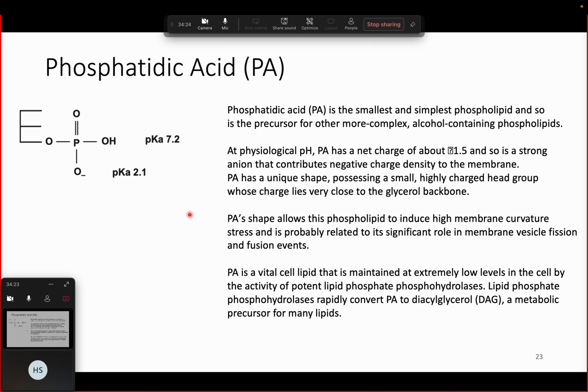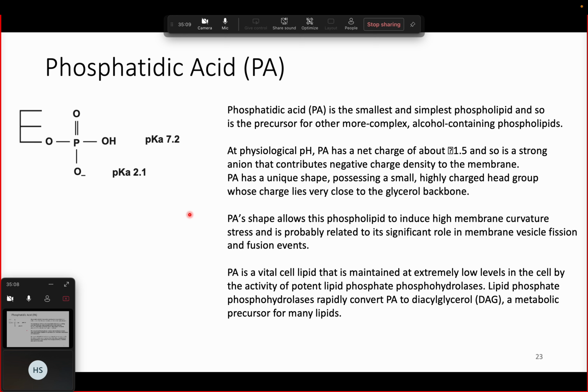Okay, PA's shape allows this phospholipid to induce high membrane curvature stress and is probably related to its significant role in vesicle fission and fusion events, right? Both fission and fusion will require a change in the curvature and induction of the curvature, correct? Therefore, wherever there is dynamicity associated with the membrane, via which the membrane needs to either fission out, like make vesicles, or fusion in, which means something is coming to the membrane and fusing in, chances are PA will be at the interface and inducing a curvature to the membrane.